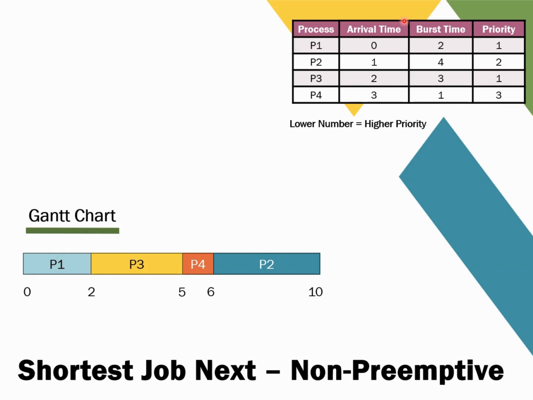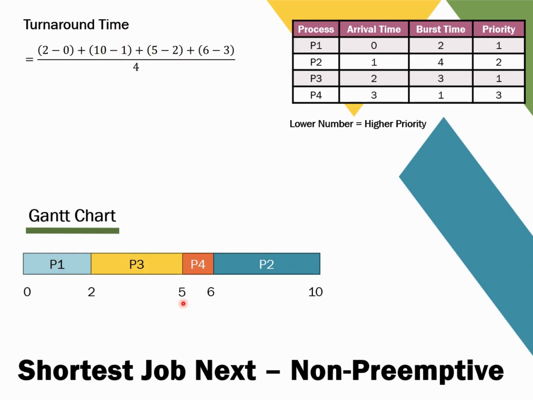Now we want to calculate the waiting time and also the turnaround time. For turnaround time, as we mentioned in our CPU scheduling video, we must know the finish or completion time for each process and subtract the arrival time from it. P1 completes at 2 and arrives at 0, so the turnaround time is 2 minus 0. For P2, the completion time is 10 and the arrival time is 1, so 10 minus 1 is the turnaround time for P2.